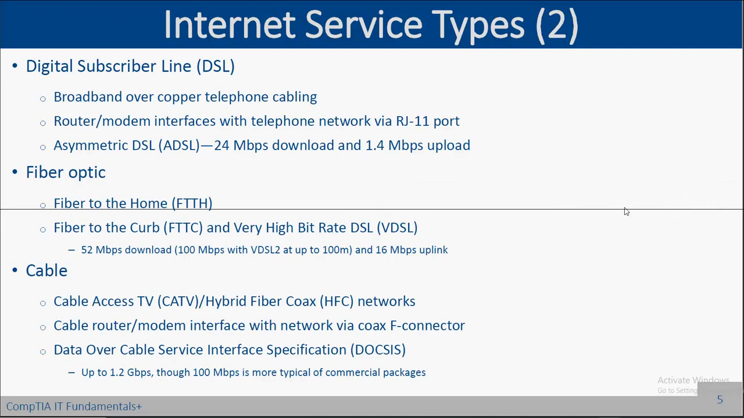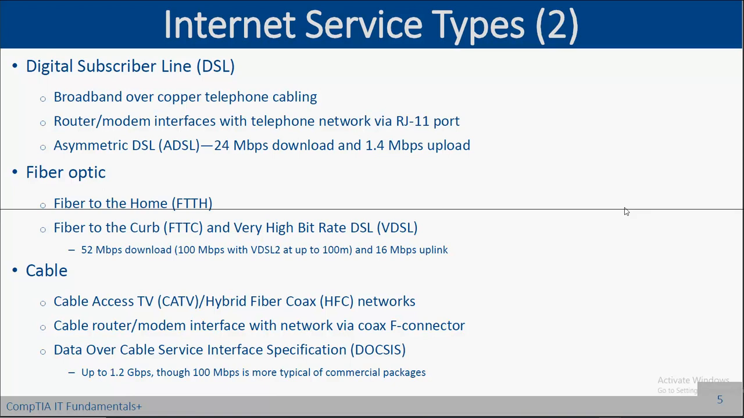Three of the most common ways to connect to the internet are using a digital subscriber line, DSL, which is not as popular as it used to be. It is broadband over copper telephone cabling, and the router modem interfaces with the telephone network via the RJ11 port. It uses asymmetric DSL or ADSL with up to 24 Mbps download and 1.4 Mbps upload. Again, that used to be very popular, not anymore.